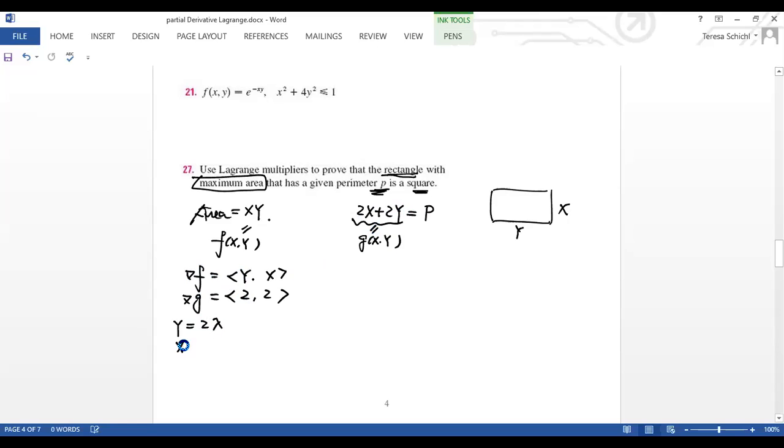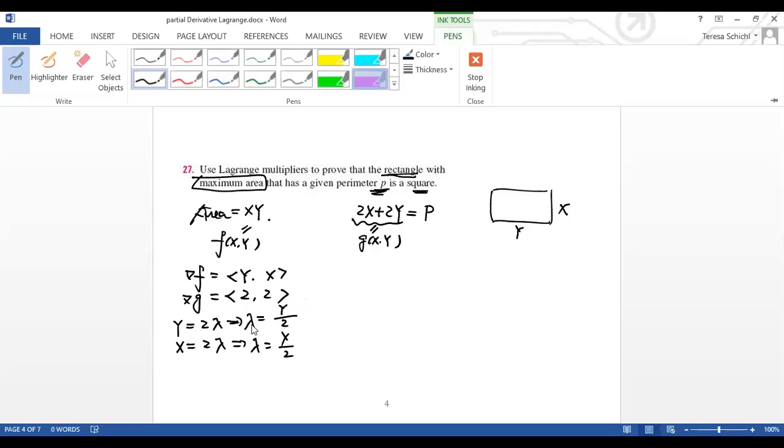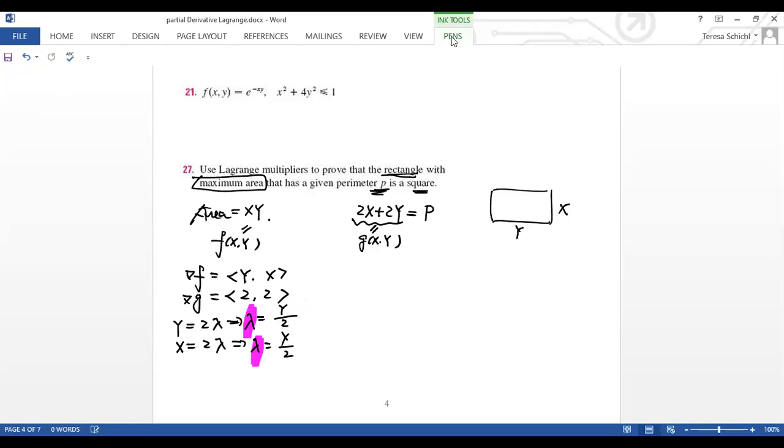Okay, and x is equal to 2 lambda. So in fact, it's pretty easy to prove. So lambda equals y over 2, and lambda equals x over 2, because they both equal lambda, right? So what I have here is y over 2 equal to x over 2. So what do I have? x equal to y.